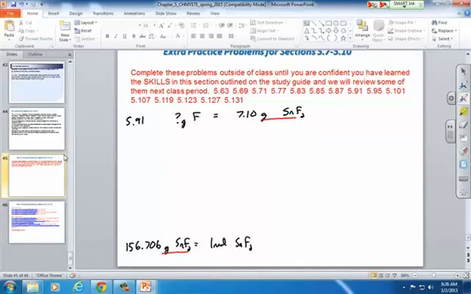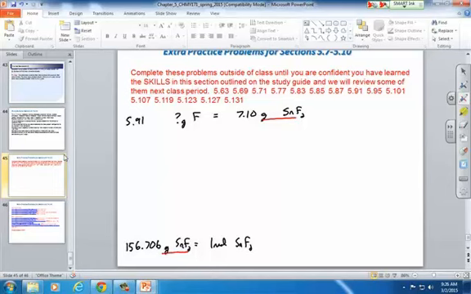So if we converted that 7.10 grams of tin fluoride into moles of tin fluoride using the molar mass relationship we just have, what other relationships could we use? Yes? Yeah, that's another way of going about this.